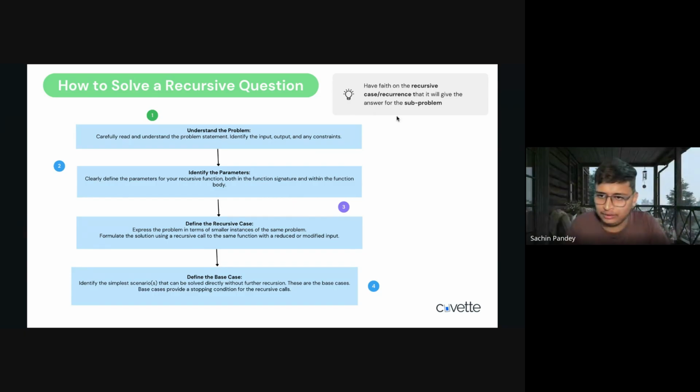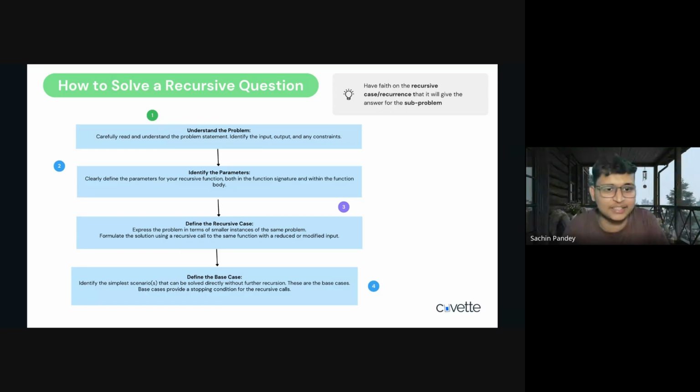Now, these are a few methods or ways you can ask or approach a recursive question. A very important thing that is written over here, which is my favorite, is: have faith in the recursive case, that it will give the answer to the subproblem. In computer science, it is known as the recursive leap of faith.